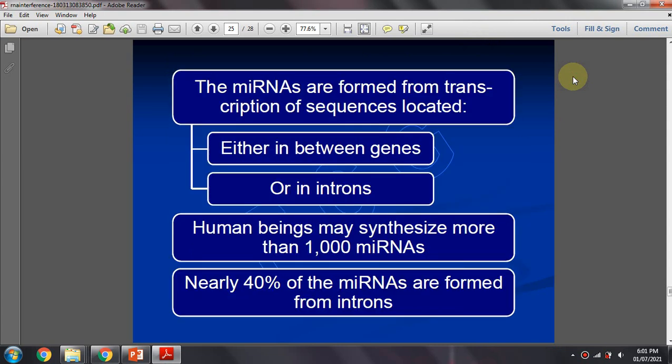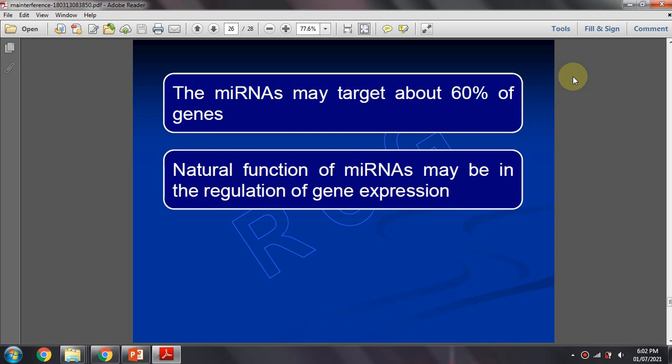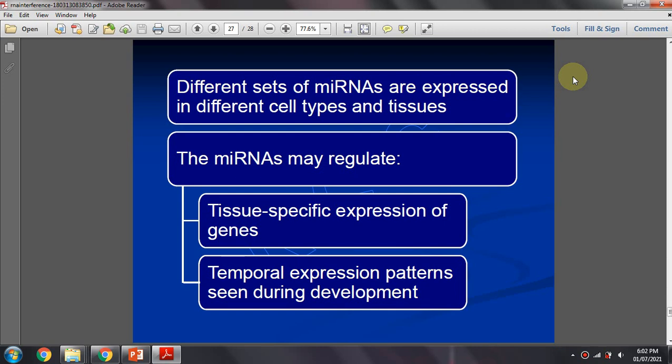miRNAs are formed from transcription of sequences located either in between the genes or in introns. Human beings may synthesize more than 1,000 miRNAs. Nearly 40% are formed from introns, and these may target 60% of genes. The natural function of miRNA may be in regulation of gene expression. These miRNAs may regulate tissue-specific expression and temporal expression patterns seen during development.